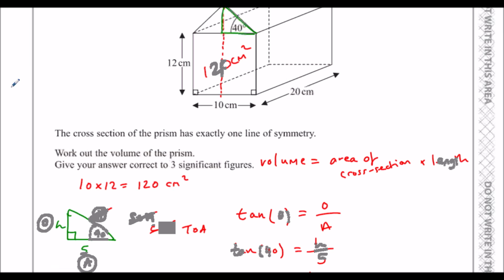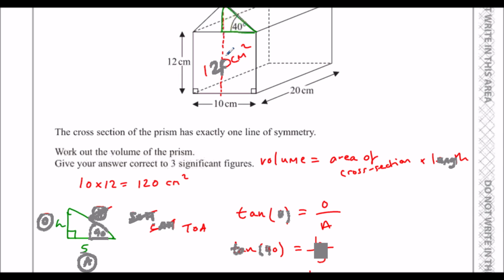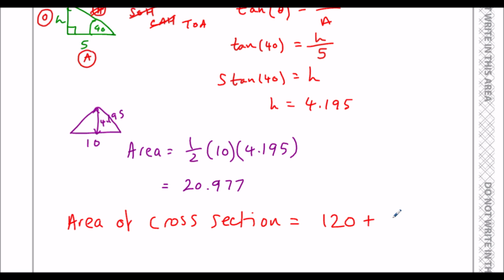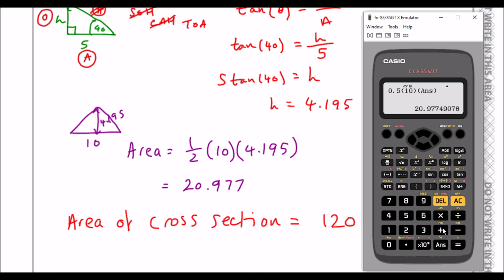And so the area of the cross section is 120 plus the area of the triangle. So the area of the cross section is 120 plus 20.977. So answer plus 120, 140.977.